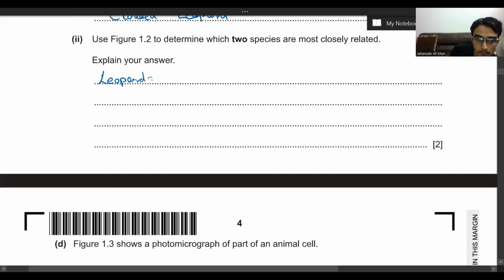You'll get 1 mark for this identification, and you'll get 1 mark for the explanation.